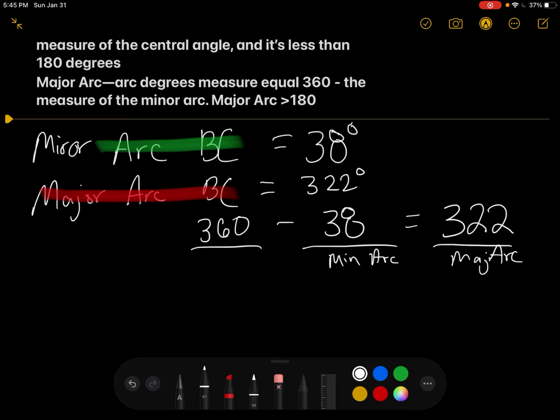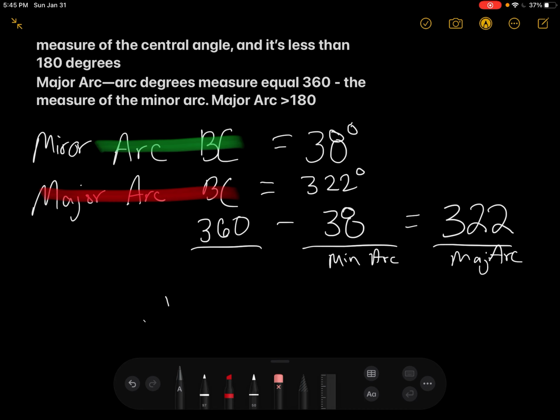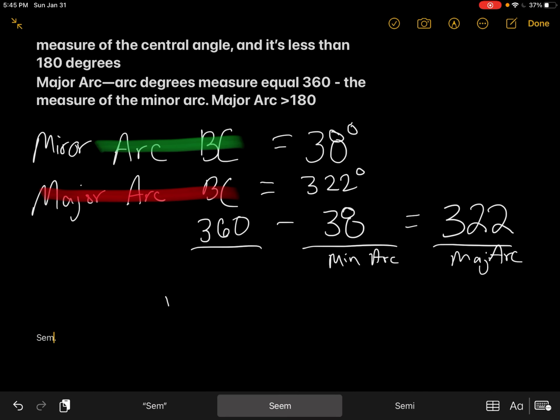And again, good way to check, you can add those together, they equal 360 degrees. You did it correctly. So those are kind of the two vocab words that we're focusing in on today with our arcs. A little bit new for us here, and some good stuff for sure. All right, so next up we're going to be looking at semicircles.